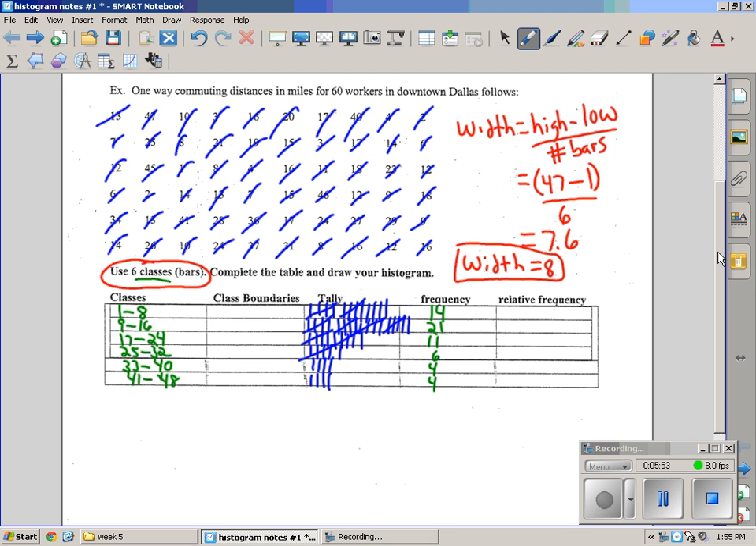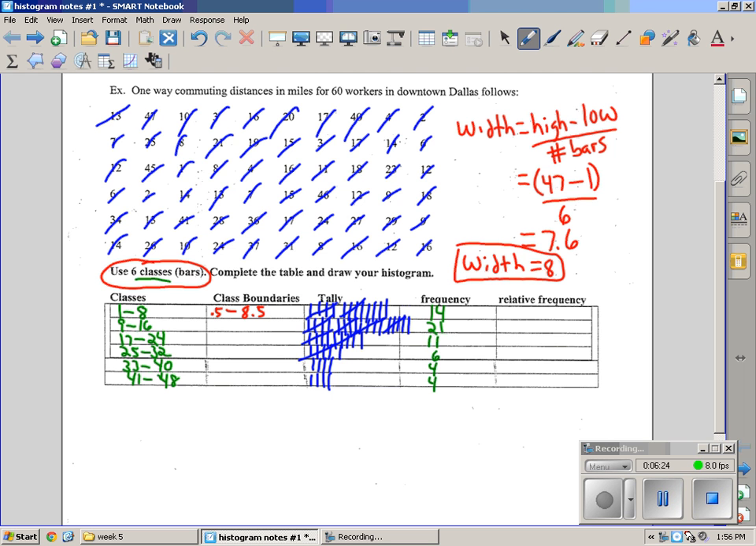We're going to have to increase and decrease each one of these. So on the left-hand side, you're going to minus 0.5 from it. On the right-hand side, you're going to add 0.5 to it. What's 1 minus 0.5? 0.5. So my class boundary is from 0.5. I'm minusing and adding 0.5 to each side. That's all you have to do on every single one of them. What's 8 plus 0.5? 8.5.